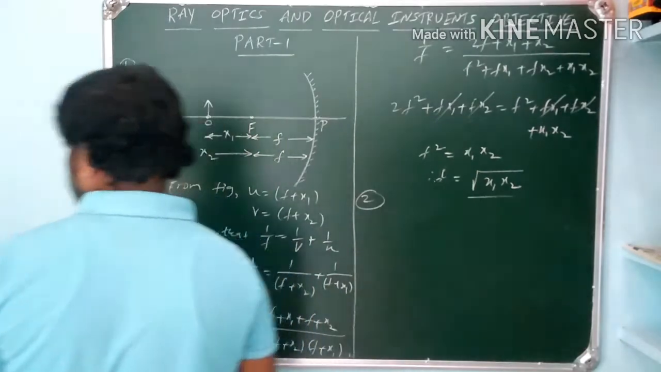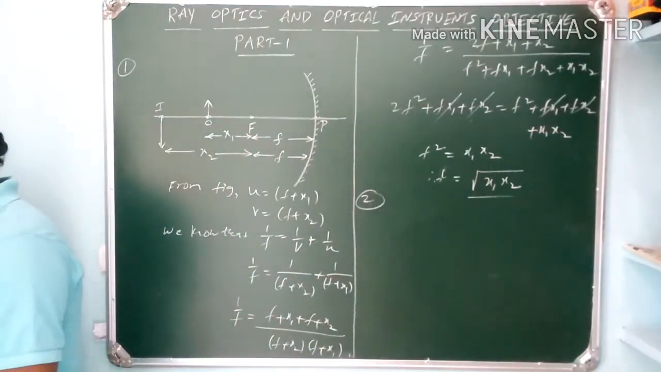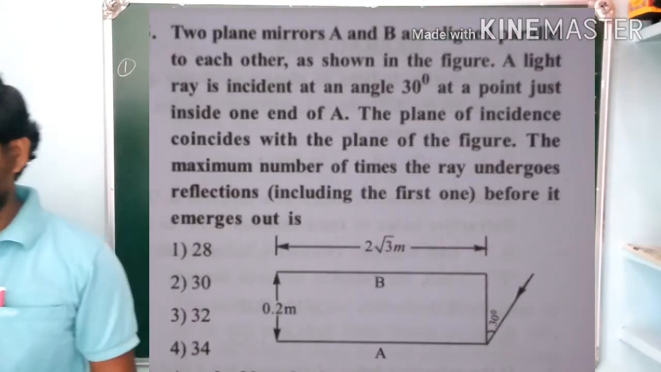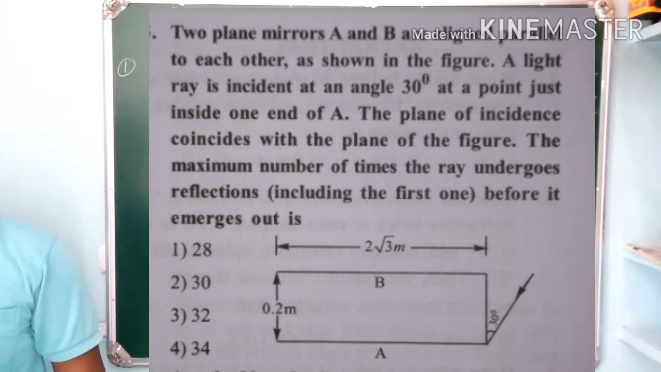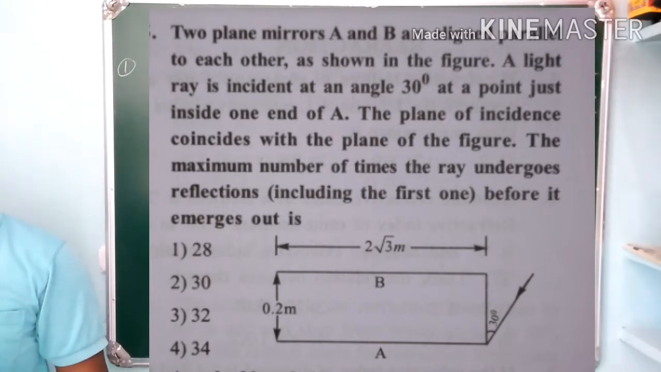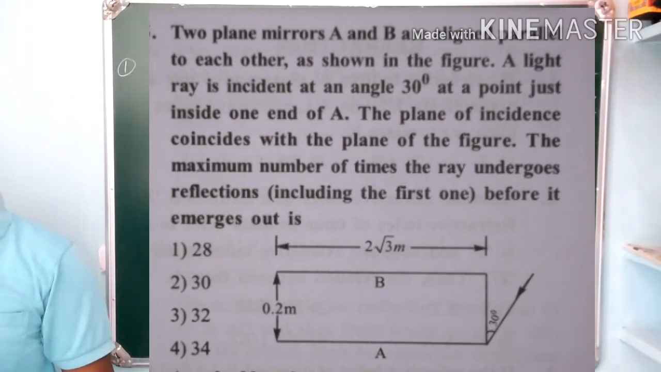Now the second problem. Two plane mirrors A and B are aligned parallel to each other as shown in the figure. A light ray is incident at an angle of 30 degrees at a point just inside one end of A. The plane of incidence coincides with the plane of the figure. Find the maximum number of times the ray undergoes reflection, including the first one, before it emerges out.